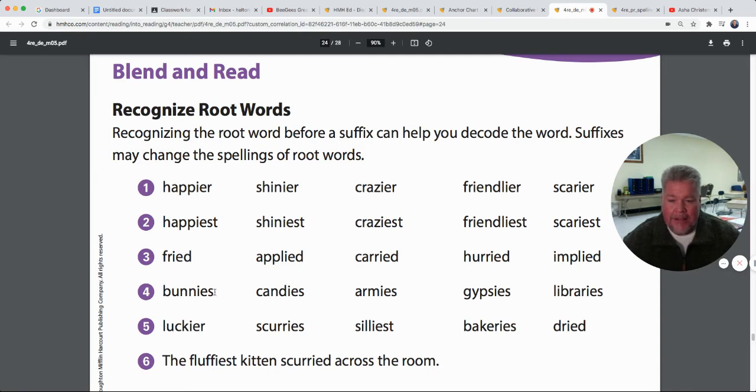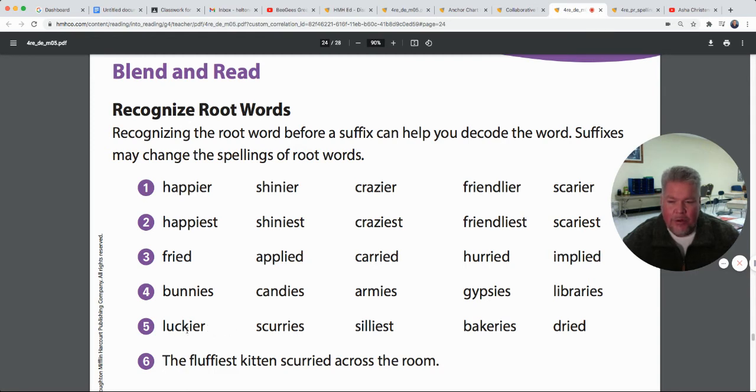Okay, bunnies, root word bunny. Candies, root word candy. Armies, root word army. Gypsies, root word gypsy. Libraries, root word library. Notice we're adding IES to these. These were IED. These were IEST and IER. And here's a mix of them down here.